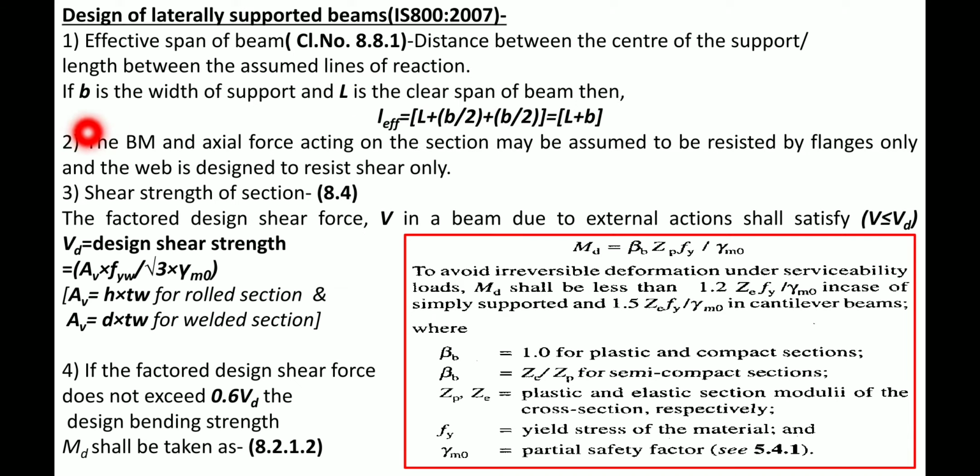If B is the width of the support and L is the clear span of the beam, then we can find the effective span, denoted by L effective, equal to L plus B by 2 plus B by 2, meaning left-hand side and right-hand side. Here we take half the width of the support on each side. So finally, L plus B, that is, the clear span plus the width of the support.